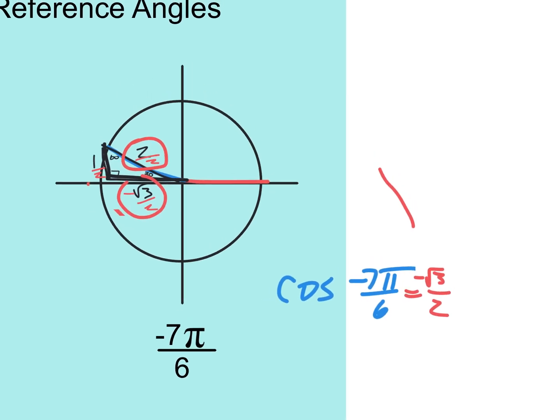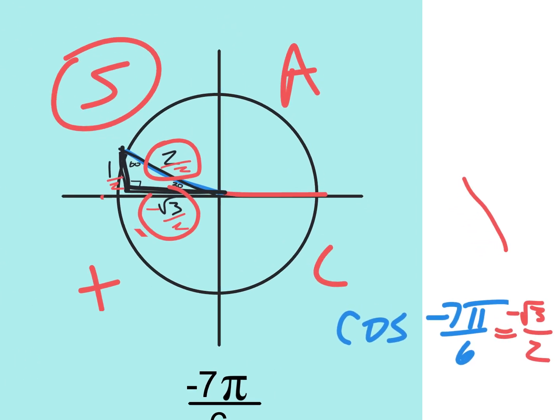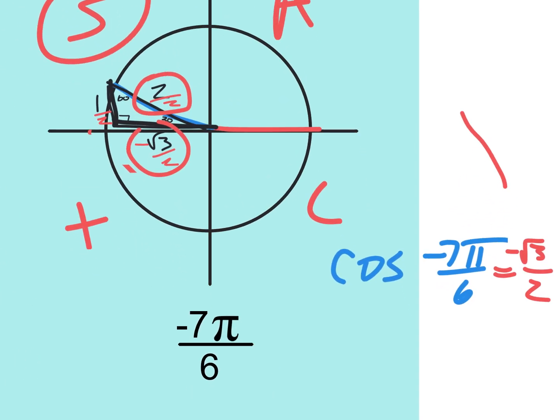Okay. Any questions? A, S, T, C. Only cosine should be positive in that quadrant. We were doing cosine, so it's good that it was negative. Because it's a way to double check yourself too. All right. So then, tell me this. What if the question was just, what is coterminal with negative 7 pi over 6?